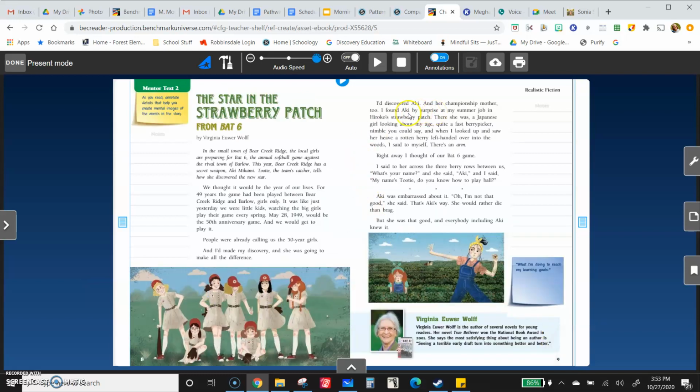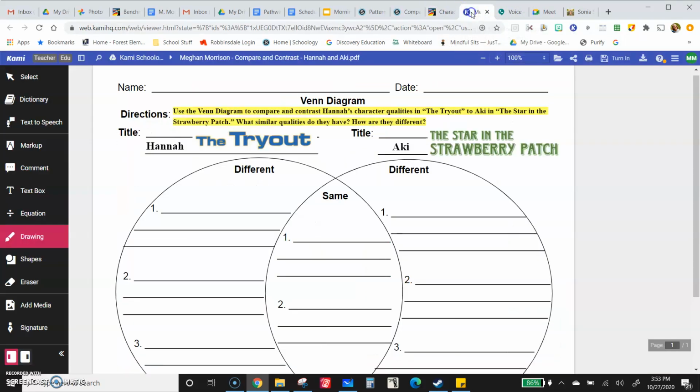It tells me that Aki was a fast berry picker, nimble. So nimble is like, not clumsy. So she was hardworking, right? If she was a fast berry picker working with her mother in the field, then that tells me, okay, she's hardworking. So think of things more like that and not, again, just like girls play sports. Try and come up with some things that are a little bit deeper, if possible.